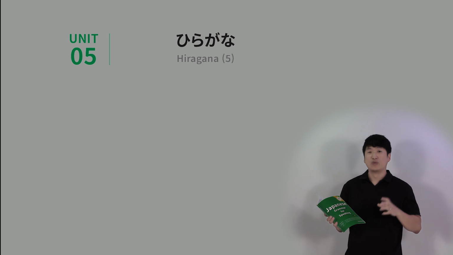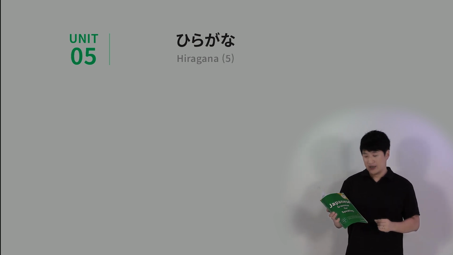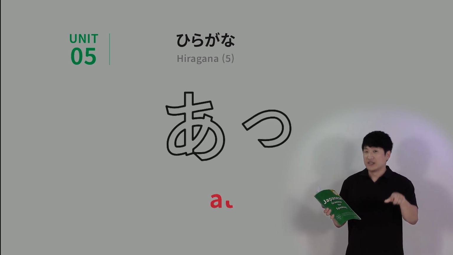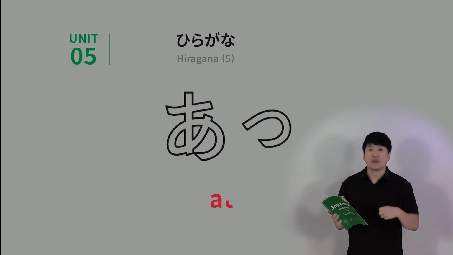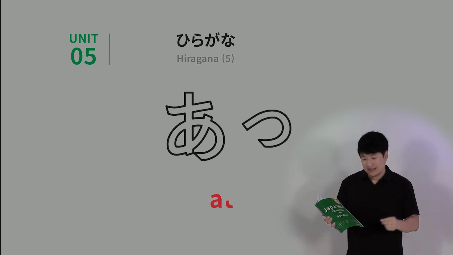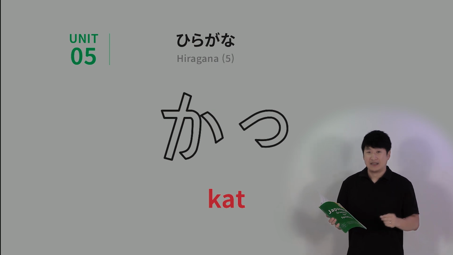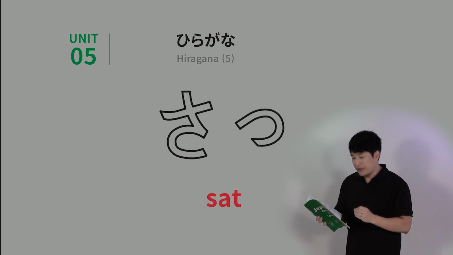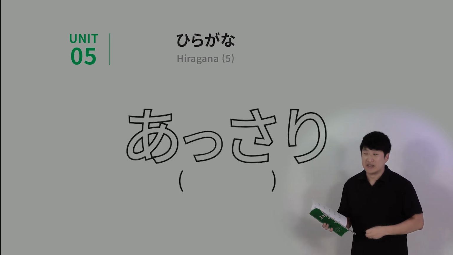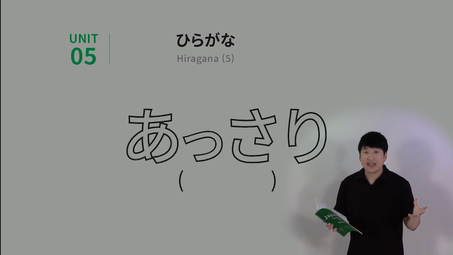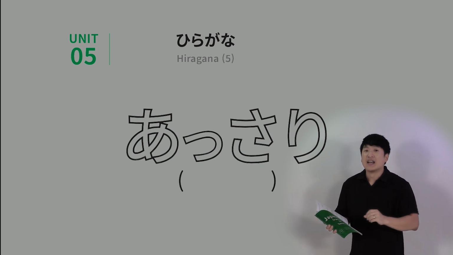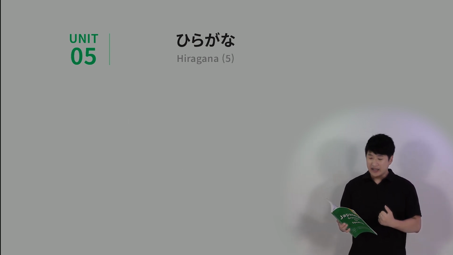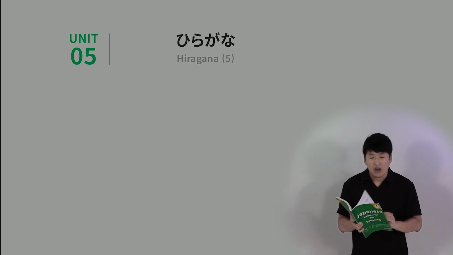And there's another one, the last one. Sokuon. Yes, we want to pronounce this stronger. There's a little tsu, right? So we want to read it like at, kat, sat. When this appears in a word, for example, asari, it sounds like asari. That's different, right? All right, here's Unit 5. We're done. Now you can read all hiragana.